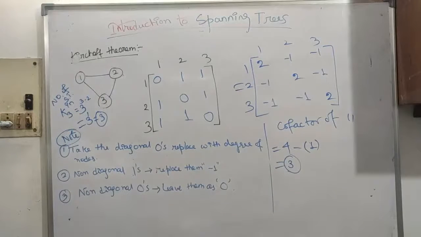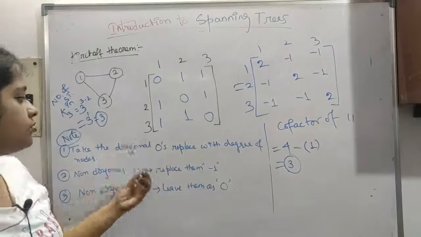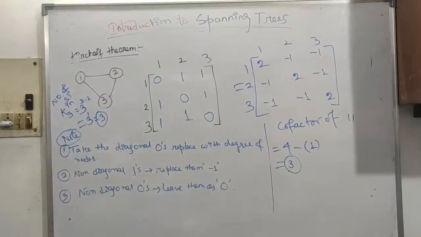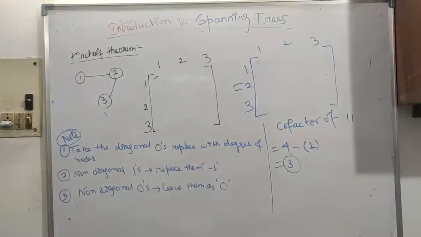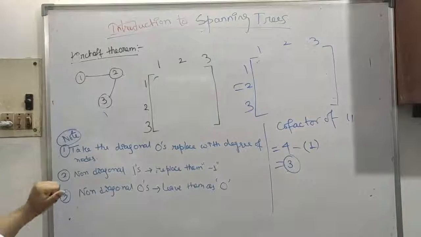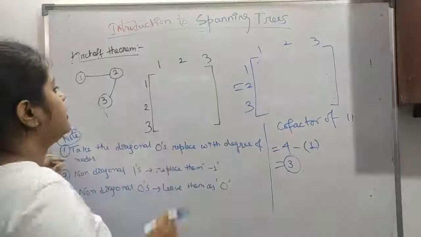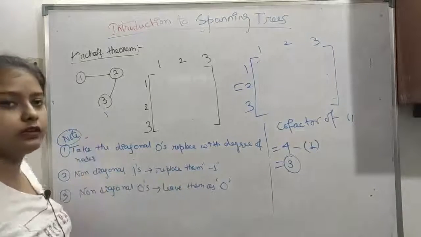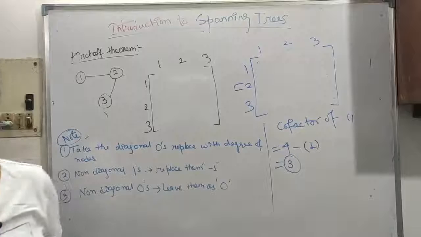Okay, so let me take another example and do this theorem. Now I just modified the previous graph. Now it is not a complete graph, I just removed this edge. So now let's find our adjacency matrix first, then we replace it according to Kirchhoff's theorem. So I think it is recording, right?